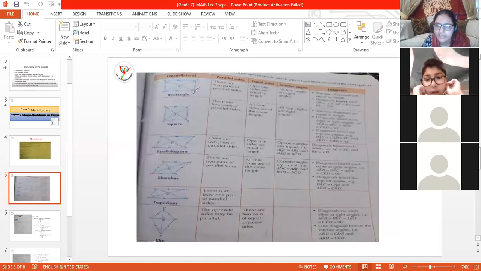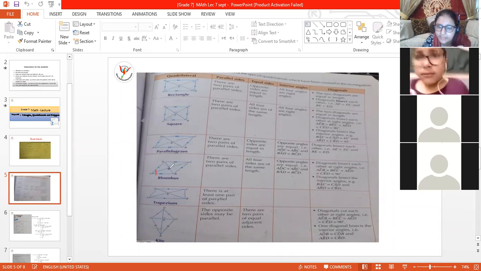Now the diagonals are bisecting each other, which means that E is the center point. And remember, when all four sides are equal in length, then wherever the diagonals intersect, the intersecting point angle will be 90 degrees.